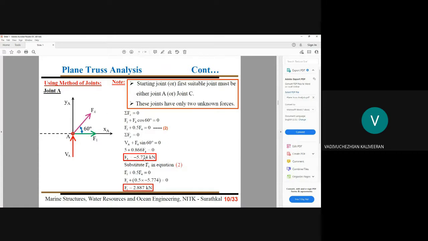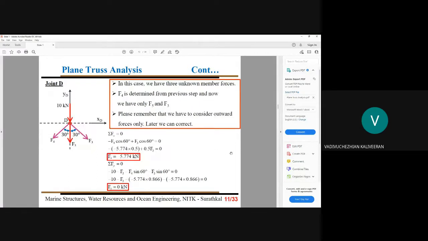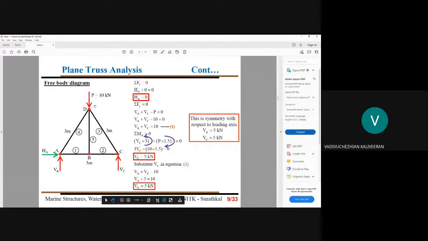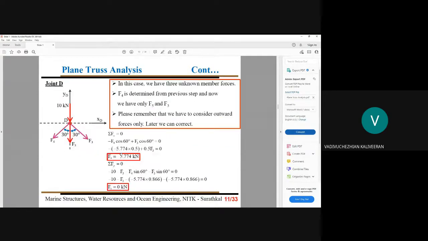So please note, after fixing these member forces, we can obviously arrive at the stress involved in those members. When you see the stress, things are very simple. You can identify the strength related part. So next we have to identify the other joint. After fixing joint A, we identified two member forces. Next we have to think about our joint D. In joint D, we have three unknown member forces. We already arrived at our F4. Only F5 and F3 we have to note.